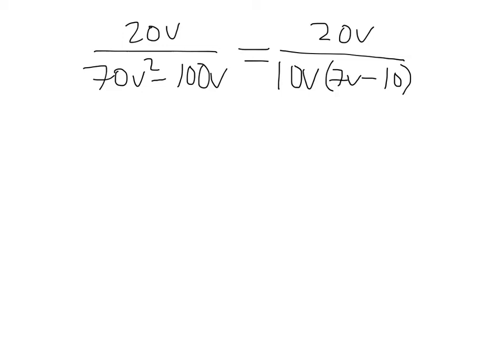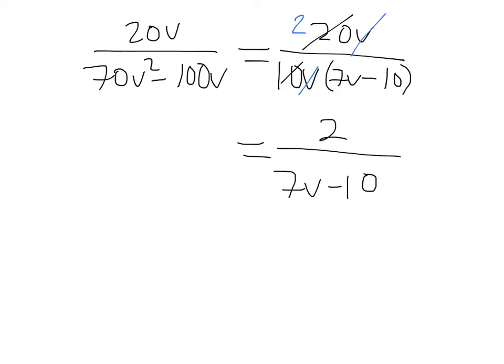From here, I can look for some cancellations. 20 and 10. Well, 20 divided by 10 is 2, so we're going to change this to a 2. Then I have my v's. These guys can cancel. Okay. Well, in the numerator, I'm left with just 2. The denominator, I'm left with 7v minus 10.